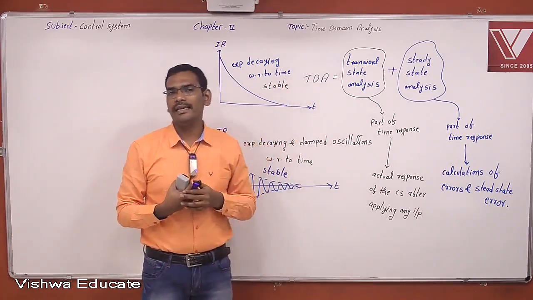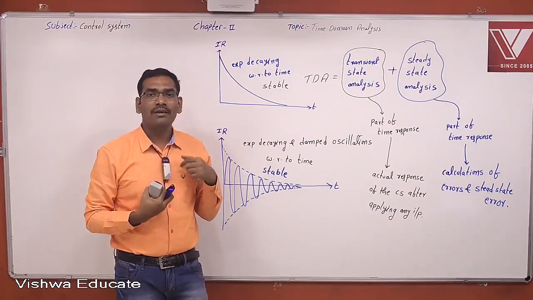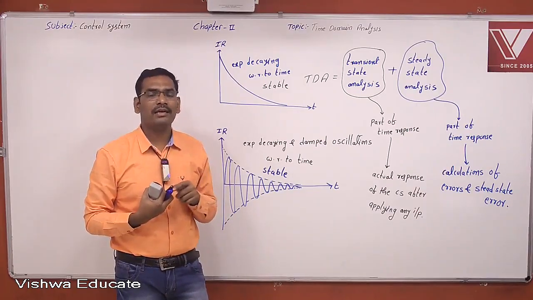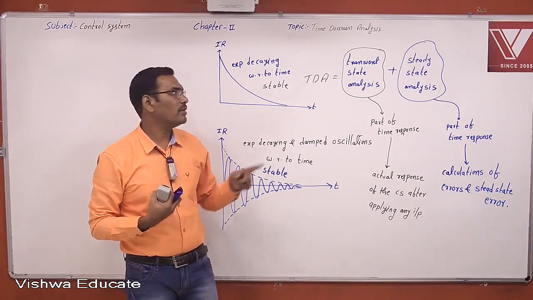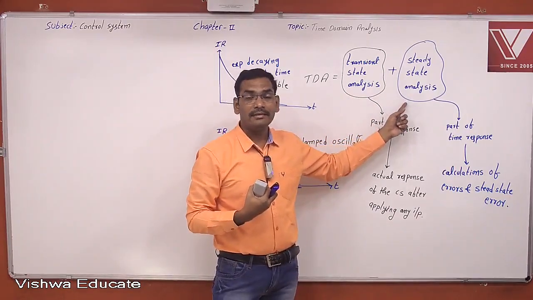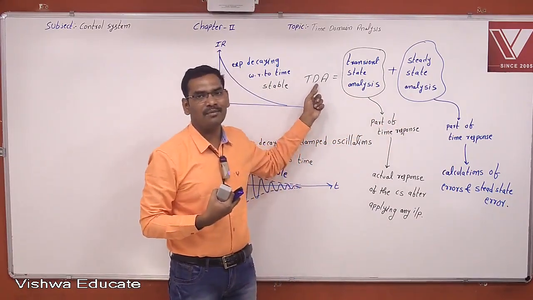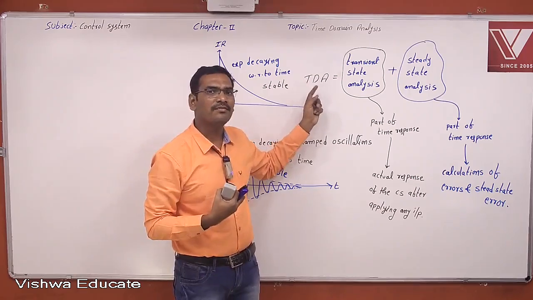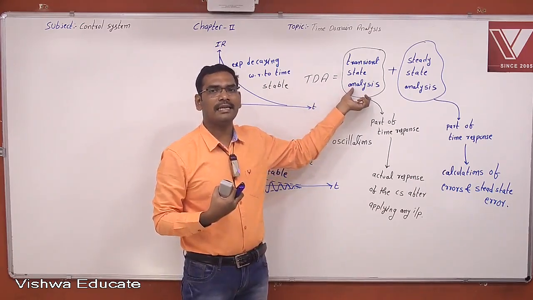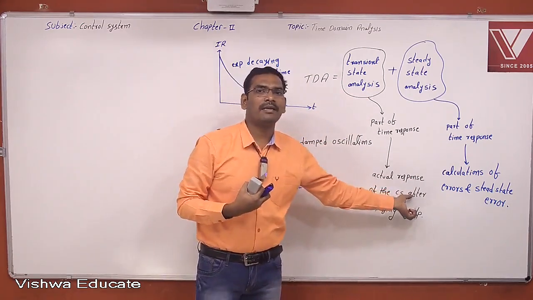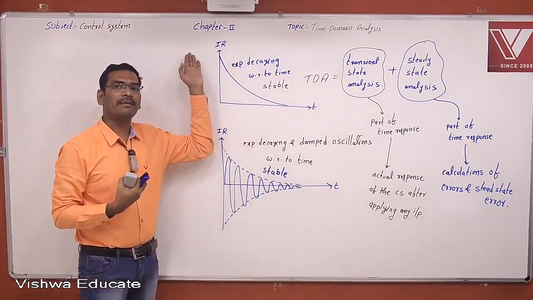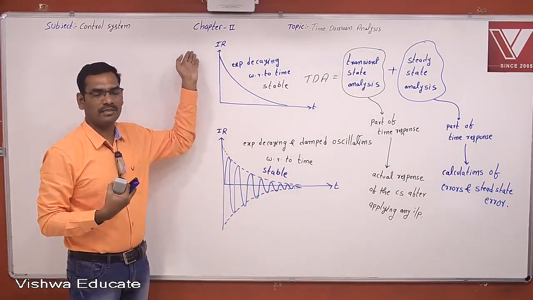We are not doing any error calculations. We are not touching the error analysis at all, and we are not touching the steady state analysis. That's why we have not finished the total time domain analysis. We have just finished a part of the transient state analysis, because we already applied one input, the impulse input, and we already covered one response, the impulse response.